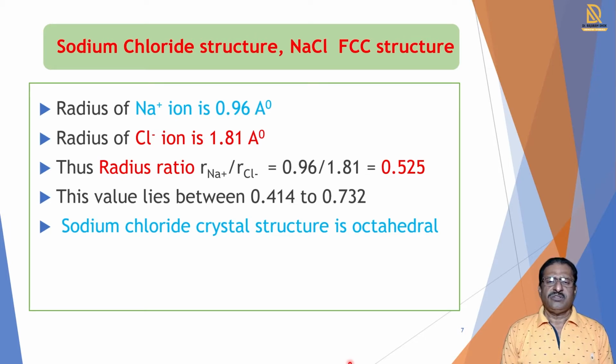The radius of sodium ion is 0.96 Angstrom and radius of chloride ion is 1.81 Angstrom. When we calculate the radius ratio of this sodium and chlorine ions, then we get the radius ratio R Na plus divided by R Cl minus, that is equal to 0.96 divided by 1.81. So we get the value 0.525. So this 0.525 value lies between 0.42 to 0.73. And so the sodium chloride crystal has octahedral structure because here coordination number is 6 and radius ratio is in the range of 0.42 to 0.73.